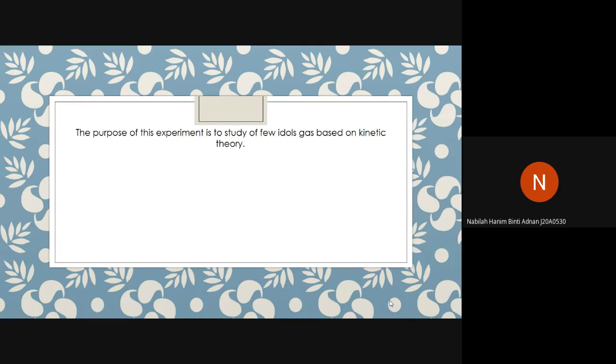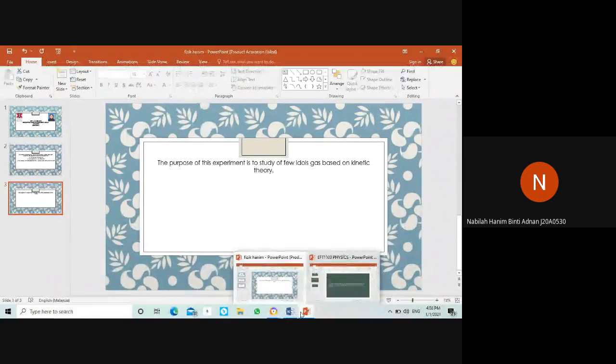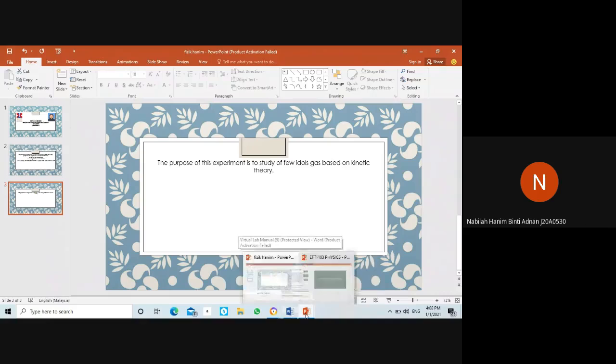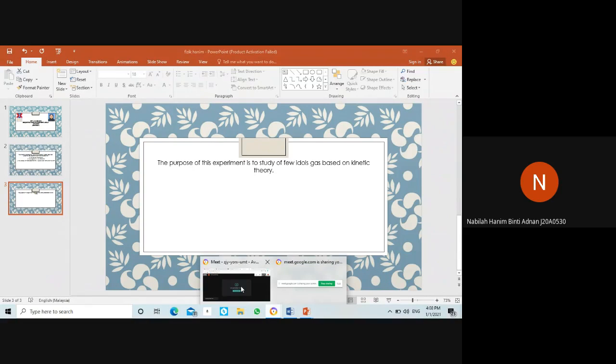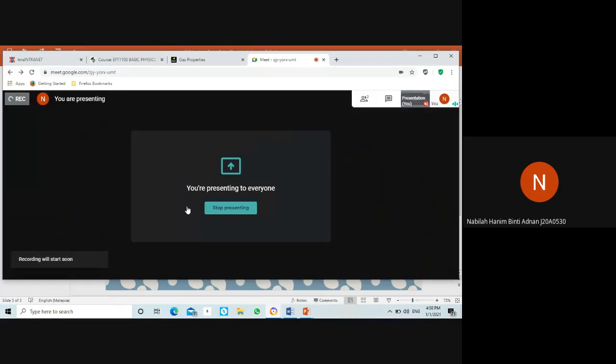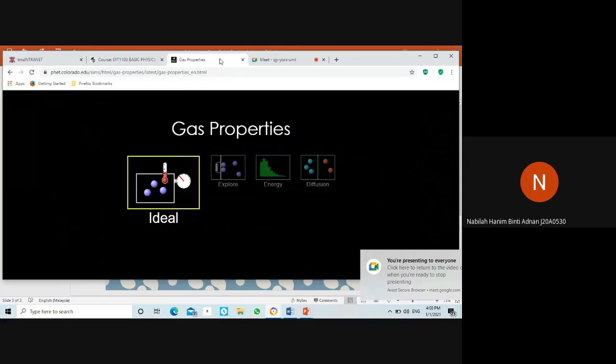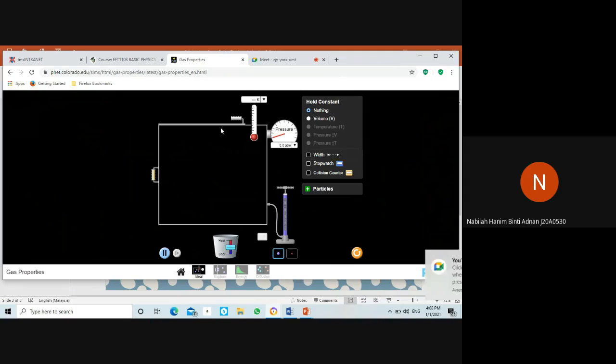The purpose of this experiment is to study or show ideal gas based on kinetic theory. Now I'm going to the simulator to show you how I conduct my experiment. This is the instrument of my experiment. Let's set up our instrument first.